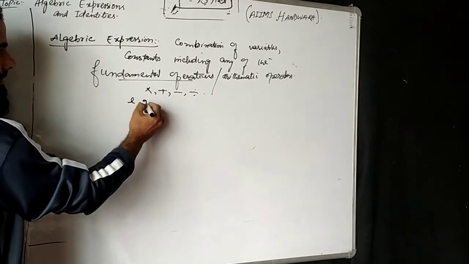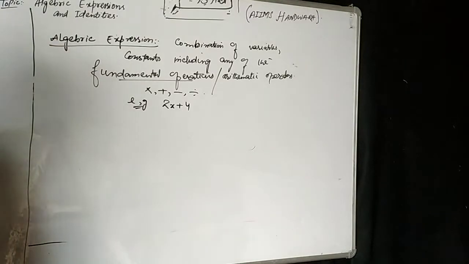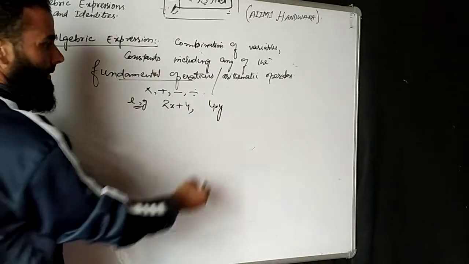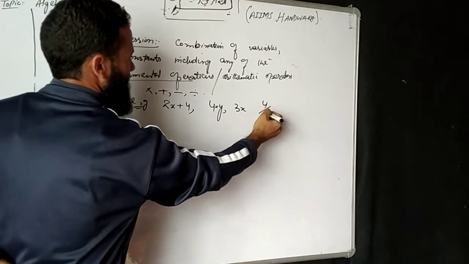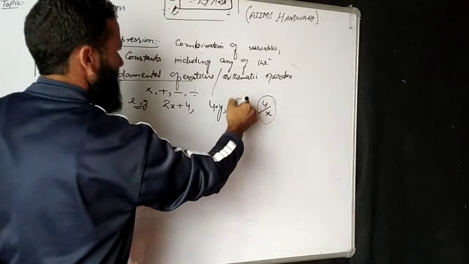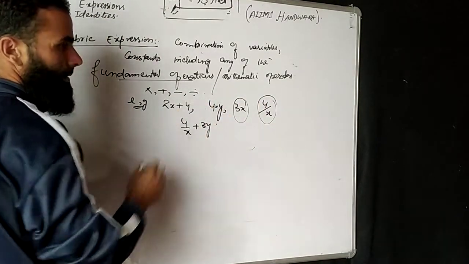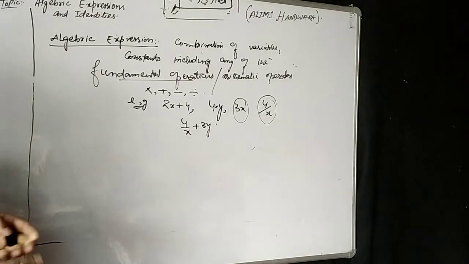For example, 2x plus 4, 4 into y, 3 into x, 4 divided by x. This is an algebraic expression. 4 divided by x plus 3y. So these are examples of algebraic expressions.